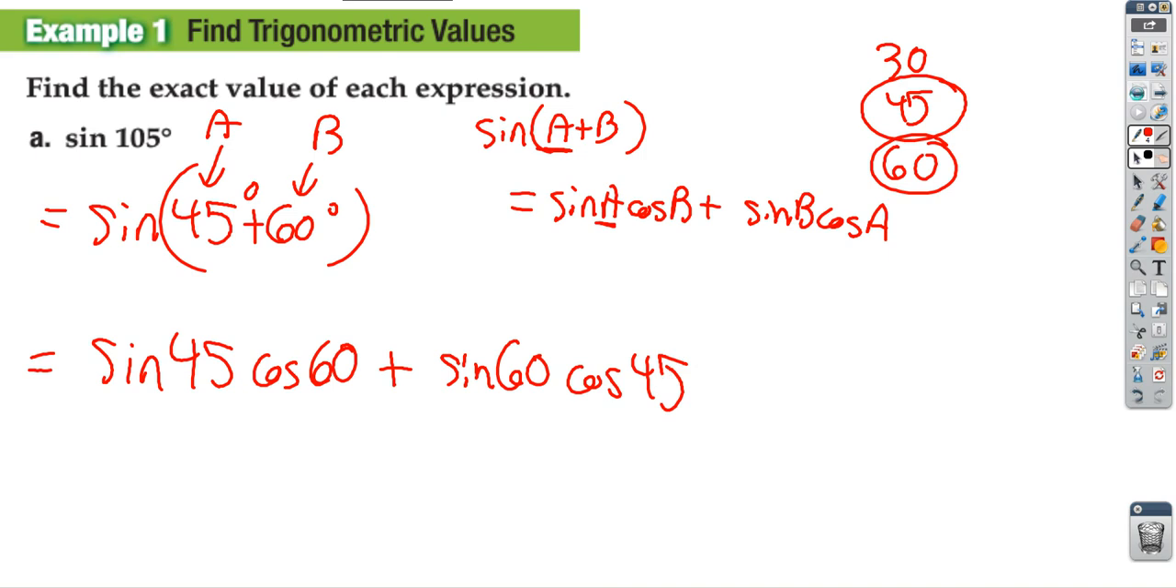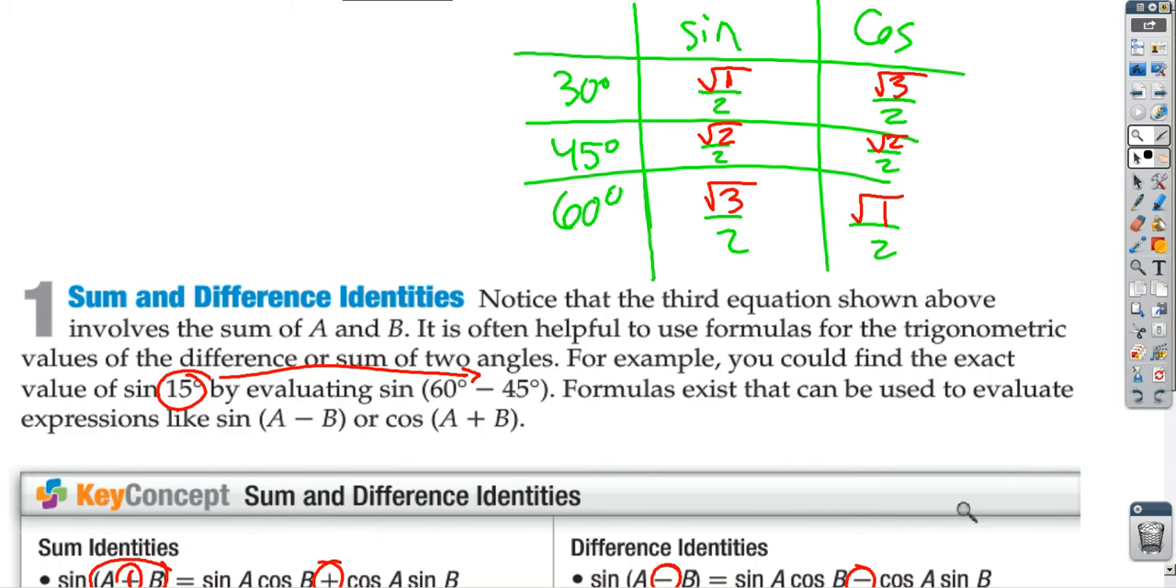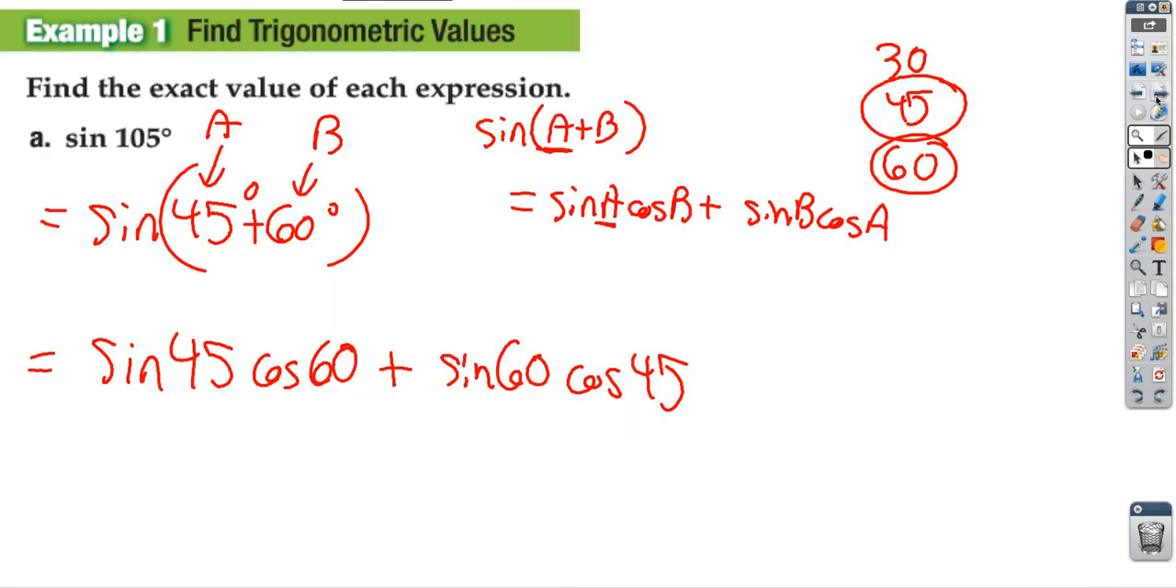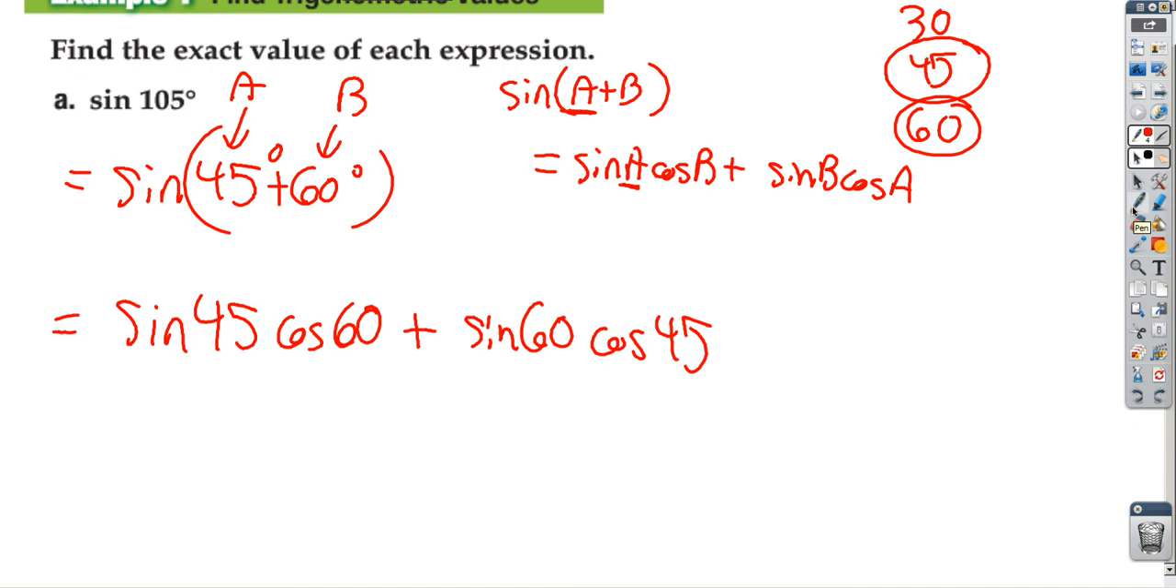Let's go back a second and remind ourselves, here are the ones that we should have memorized: sine of 30, 45, and 60. That's where I'm about to get these values from. And when it says exact value, if you just plug this in a calculator, it's not going to give you the exact value. It's going to give you a decimal approximation. I will show you how to check this though. So this right here, sine 45 is root 2 over 2.